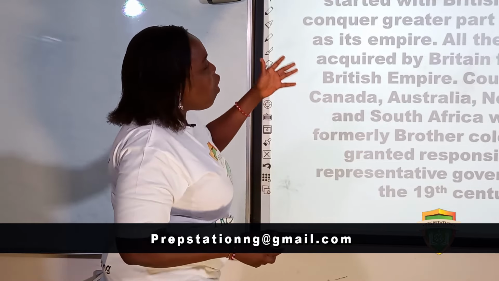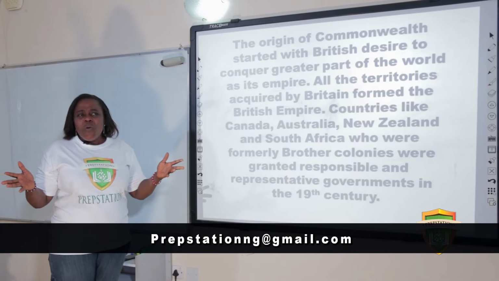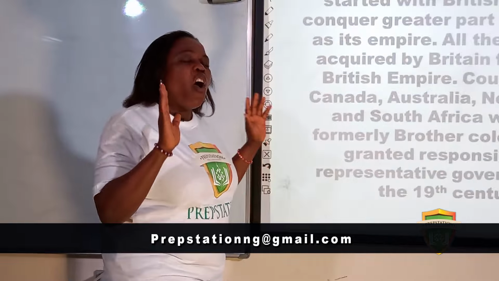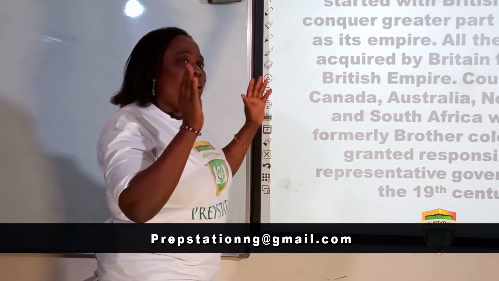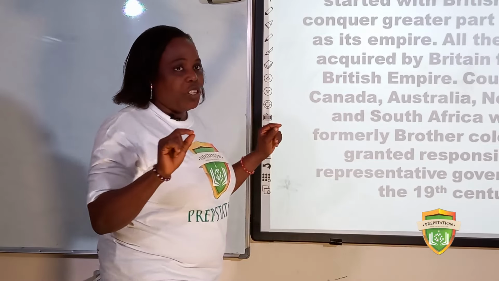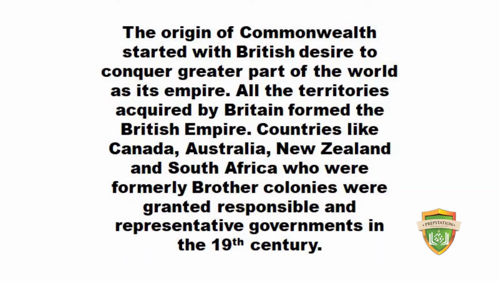Okay, now the origin of the Commonwealth. Now, you may be wondering, which organization is the Commonwealth? Don't think too far. The Commonwealth are countries that were colonized by the British. There are over 50 member nations that make up the Commonwealth. So we have countries like Australia, Nigeria, Canada, South Africa, and so on.